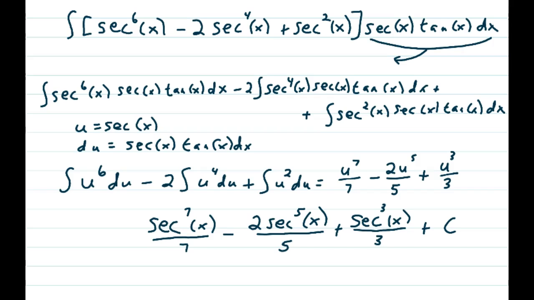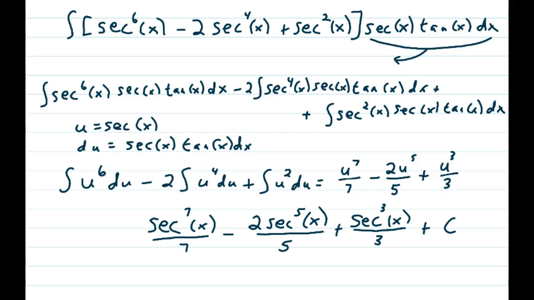So now we need to distribute and make 3 different integrals. And we get the integral of secant to the sixth power of x, secant tan, minus 2 secant to the fourth power of x, secant tan, and squeezing in that last one, plus secant squared of x, secant tan. And now we're ready to let u equal secant of x. Du is secant of x tan of x, and we get 3 integrals, all power rules.